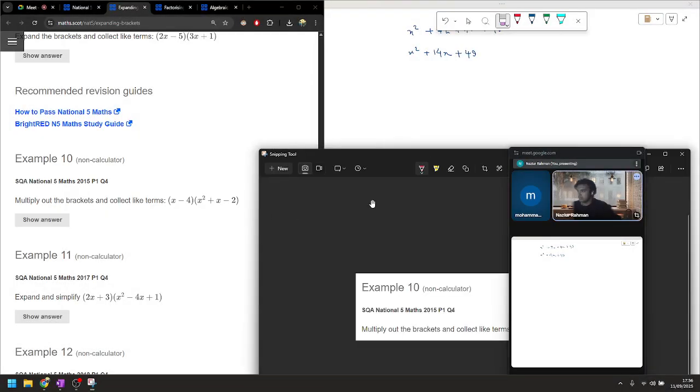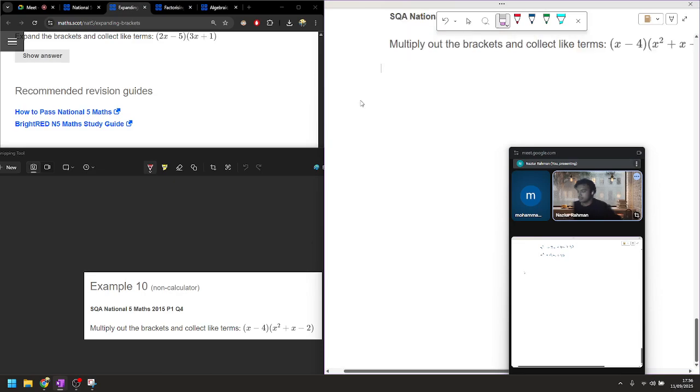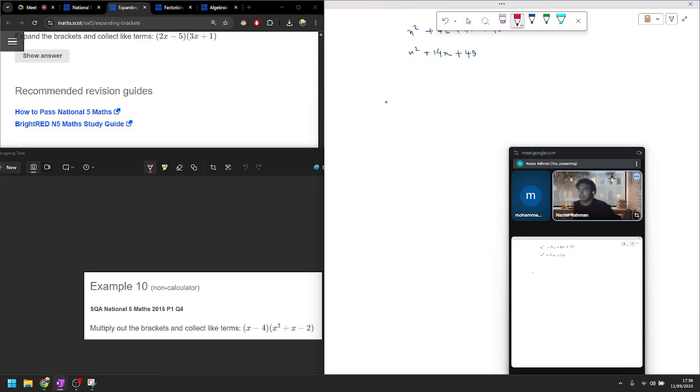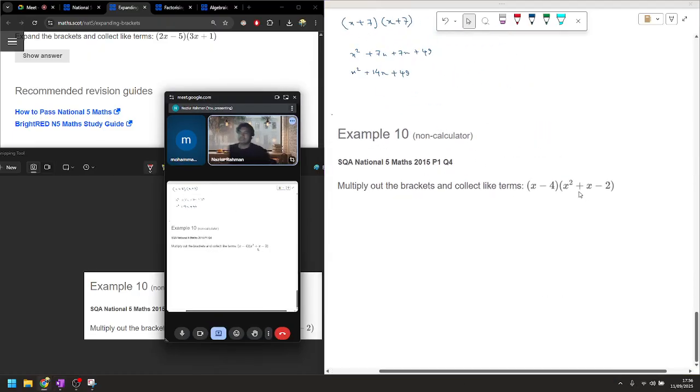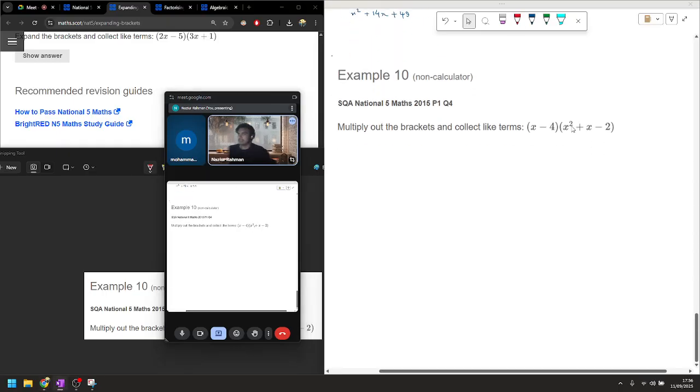Okay. Let me just paste it. There you go. So something like this, right? So you can see we've got x minus 4 times another bracket, and in the second bracket we have three terms, three things.